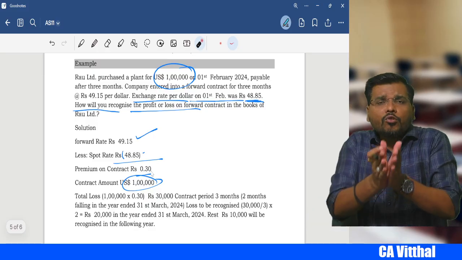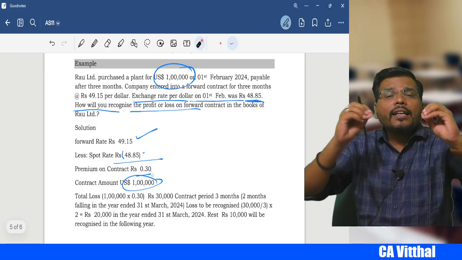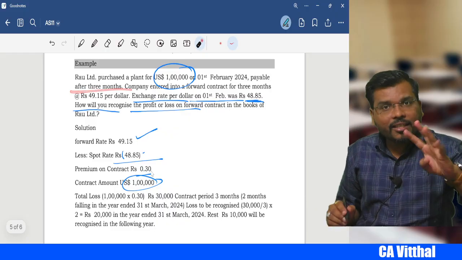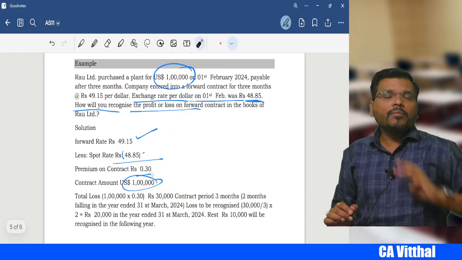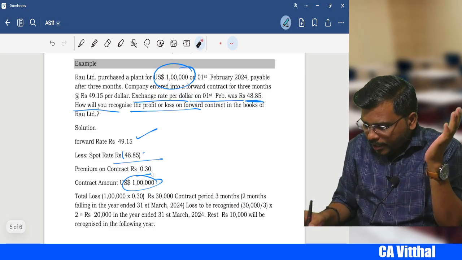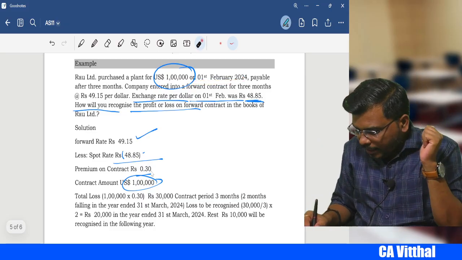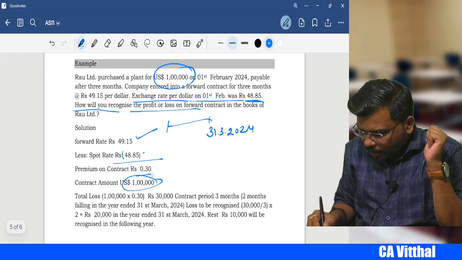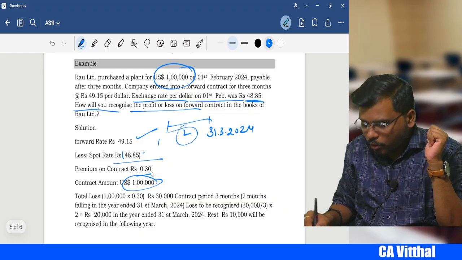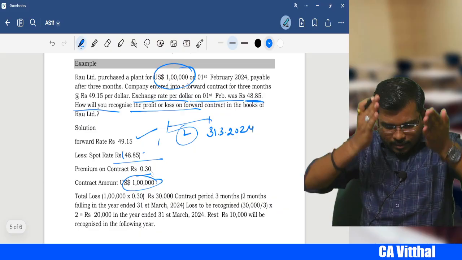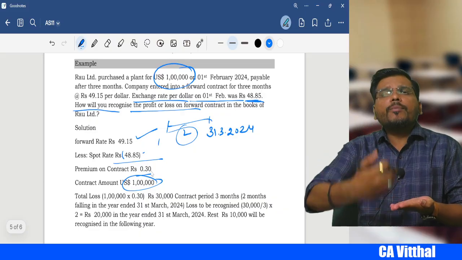But this 30,000 we have to amortize over the life of the contract. What is the life of the contract? The period is 3 months. So we should amortize over the period of 3 months. Now, because we entered into the contract on 1st Feb, our accounting year closes on 31/3/2024. So how many months are there? Feb and March, in total 2 months. So 2 months expense to be recognized this year, and 1 month expense to be recognized in the next year.